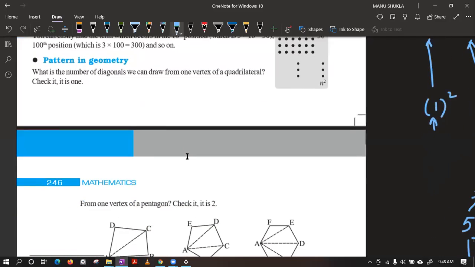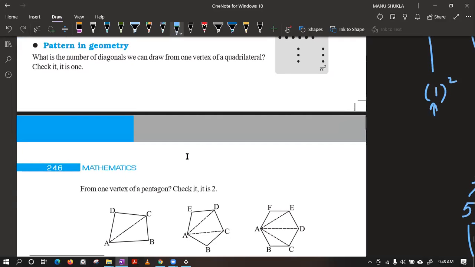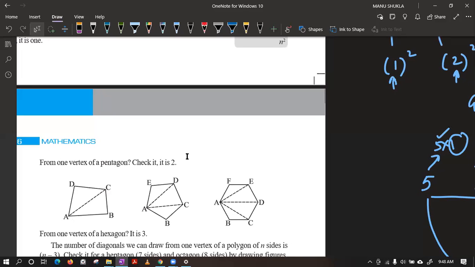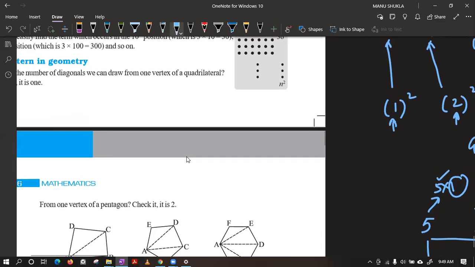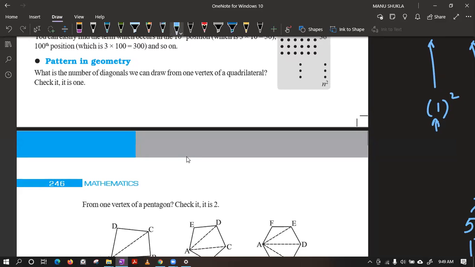Now they want us to see the pattern in geometry. The next example is they want us to find a pattern in geometry. So let's try that also. In this case, how many diagonals are there? Please tell me. I think diagonals only they are working on. What is the number of diagonals we can draw from one vertex of a quadrilateral? This is the thing they want to ask.